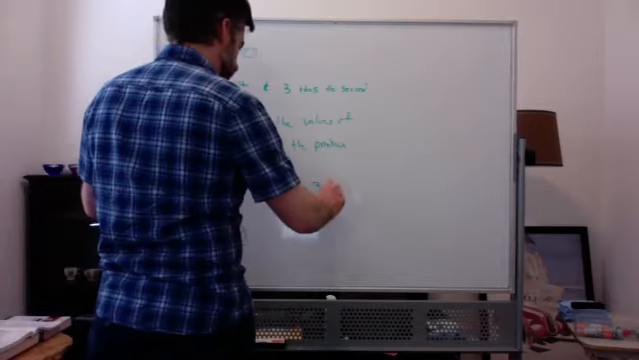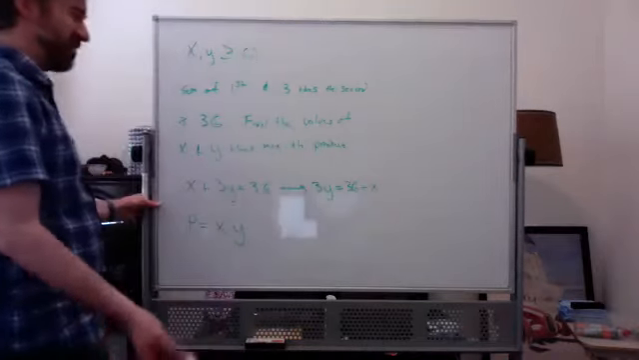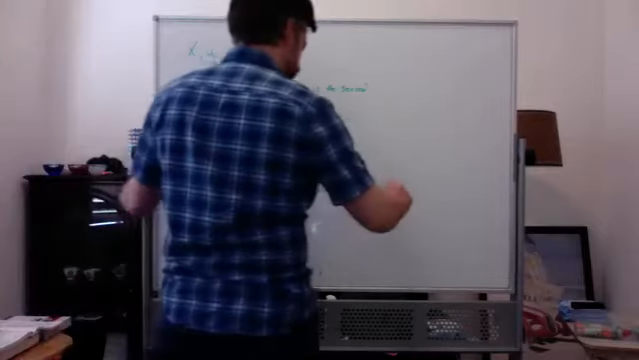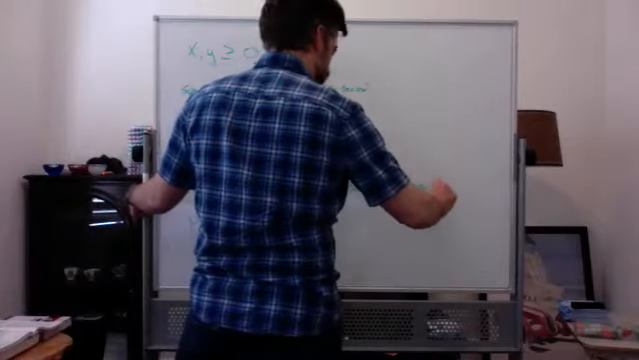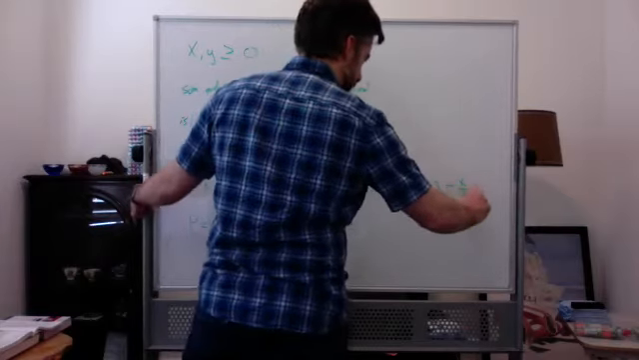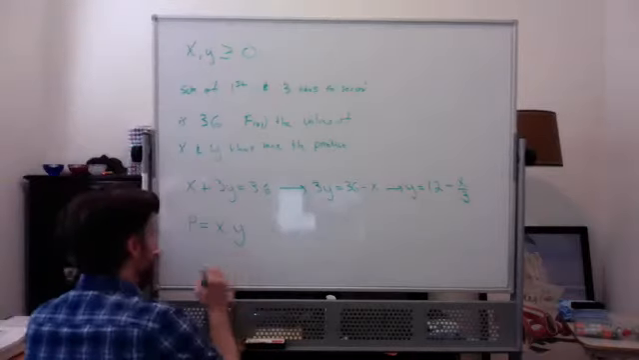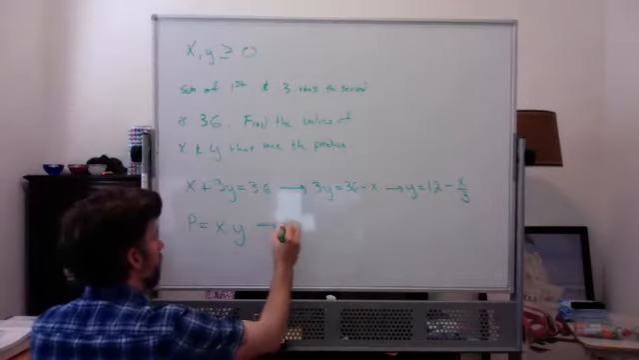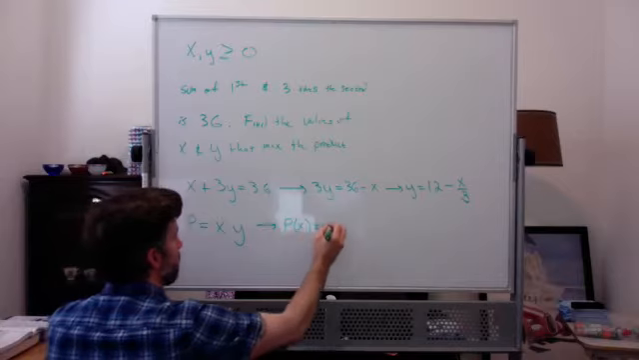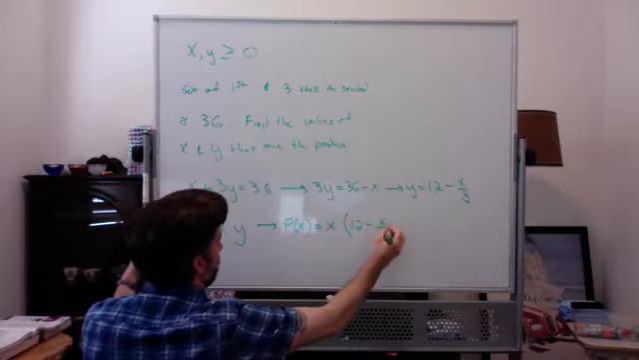So we get 3y equals 36 minus x. I'm going to divide both sides by 3, so that y equals 36 divided by 3, which is 12, minus x over 3. And I'm going to plug that in here. So the product as a function of just x is going to be x times 12 minus x over 3.